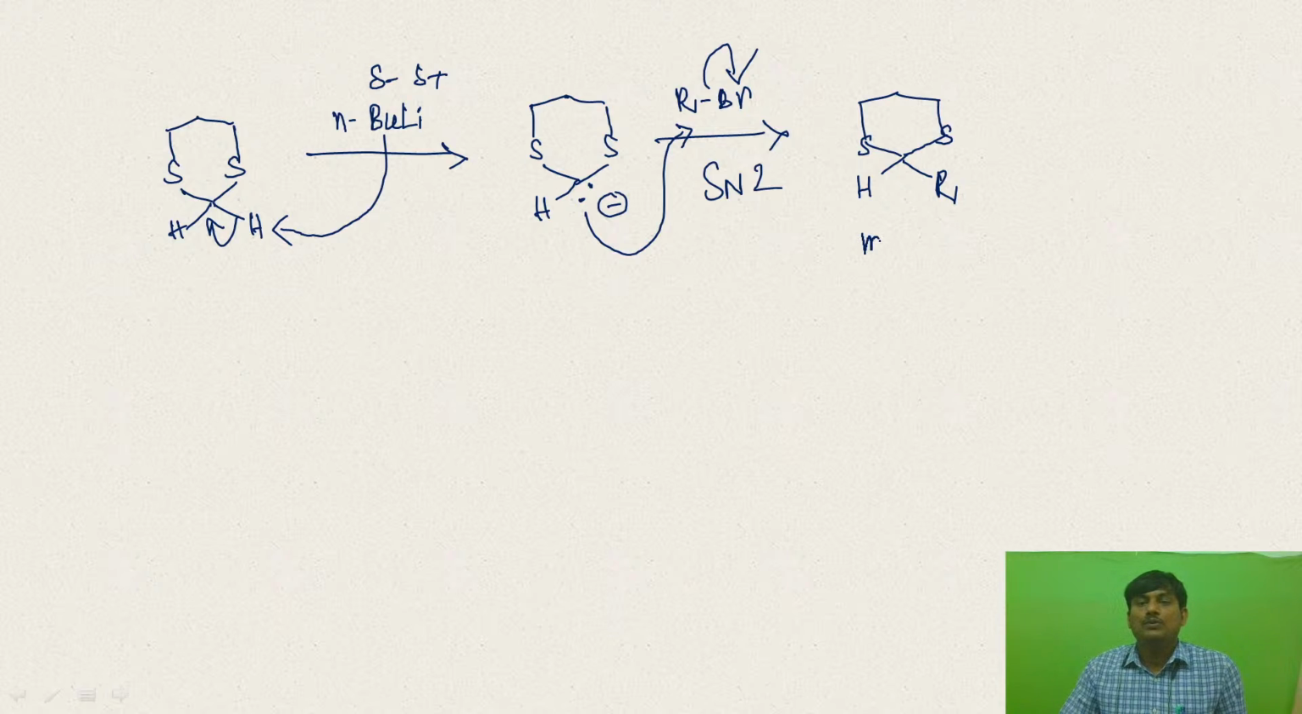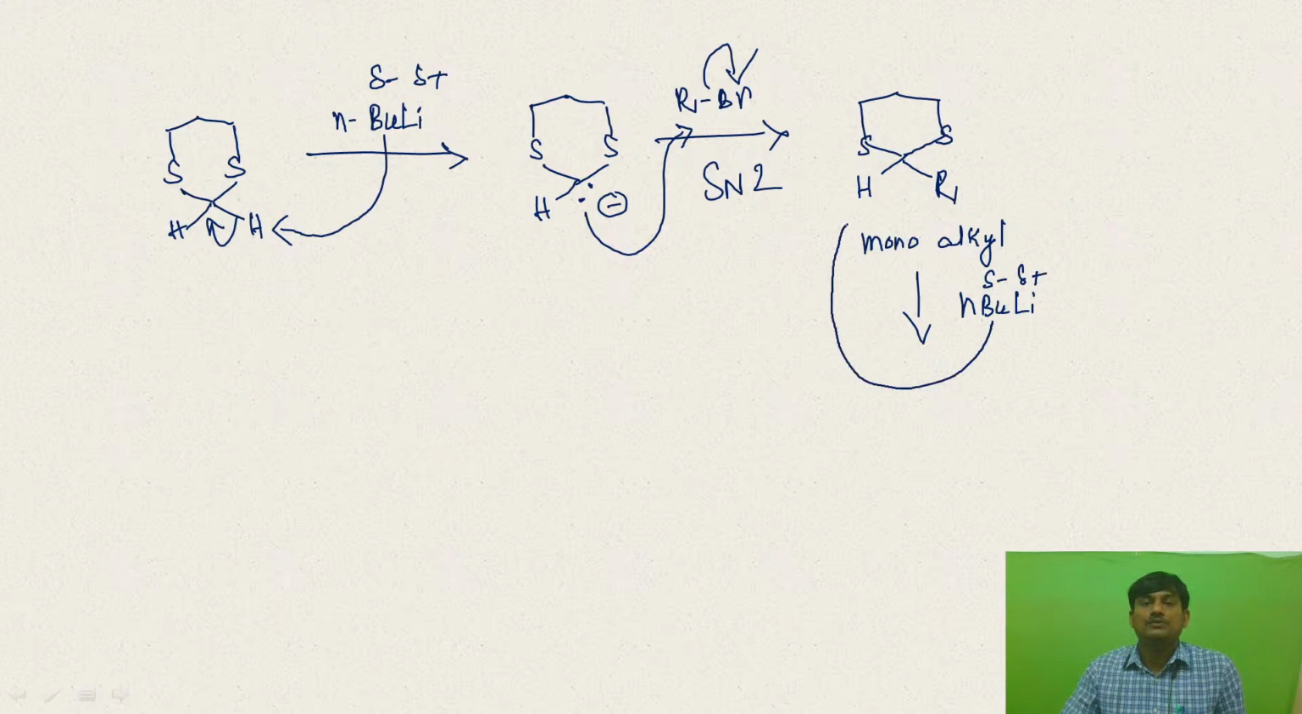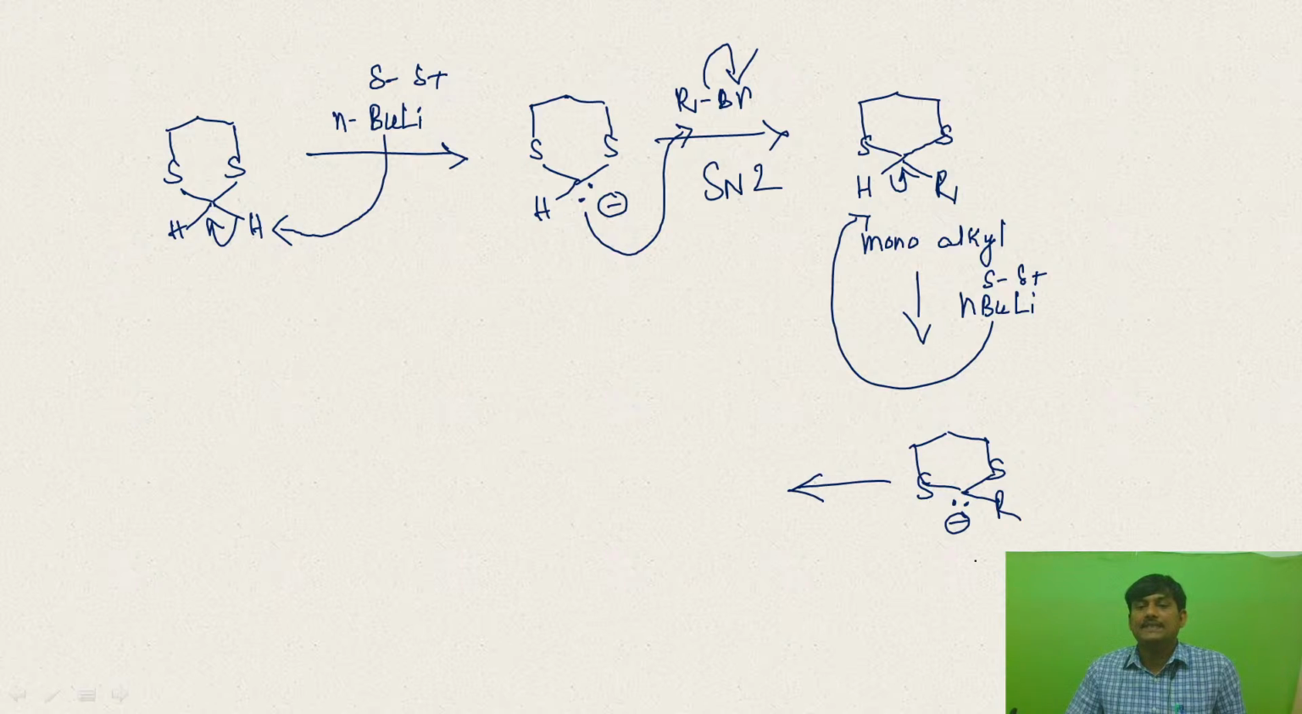Again, this one is monoalkyl substituted. Again, when you treat this monoalkyl with the strong base, here you have another acidic proton. This acidic proton will be abstracted by the base. Here there is a formation of carbanion. This is the R group and sulfur. This carbanion again acts as a nucleophile.